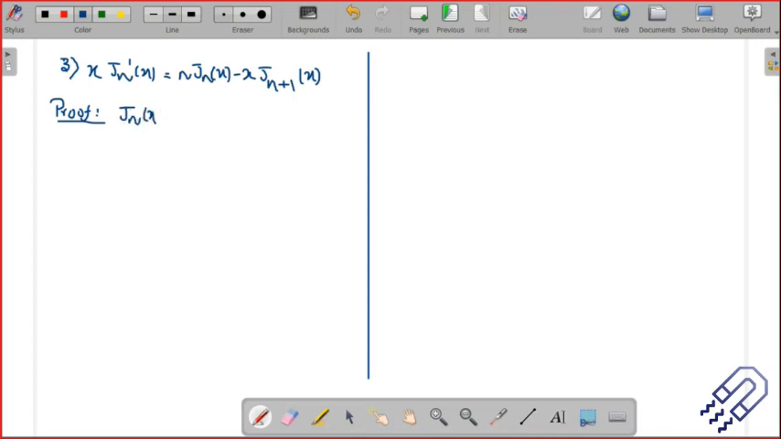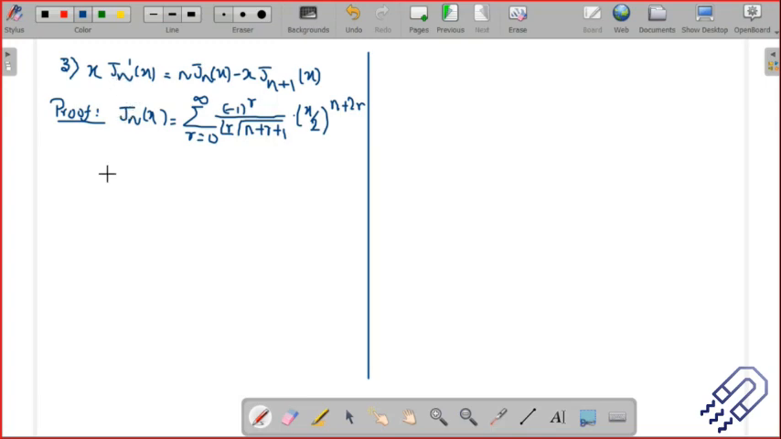So obviously we're going to start from this relation: J_n(x) is equal to summation r equal to 0 to infinity, (-1)^r divided by factorial r gamma of (n + r + 1), into (x/2)^(n + 2r). So that's my relation, and we're going to do it.